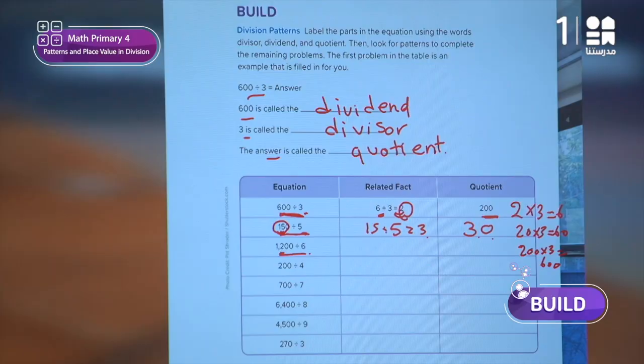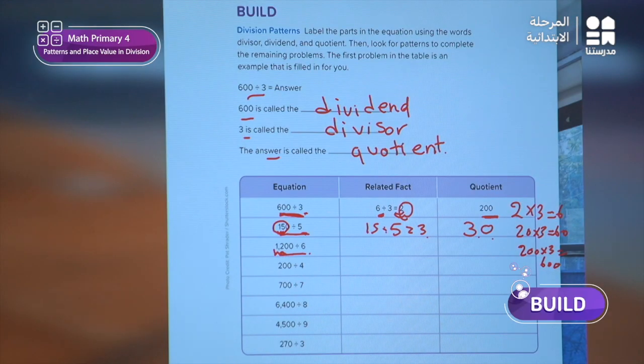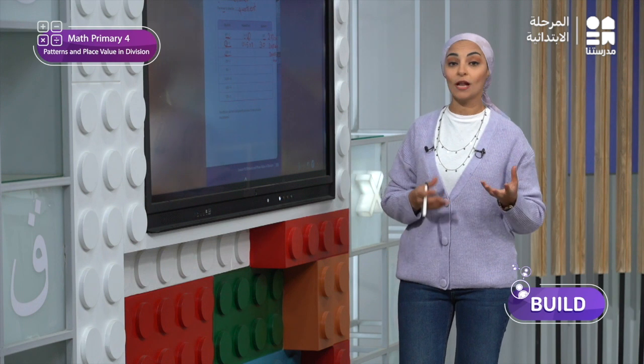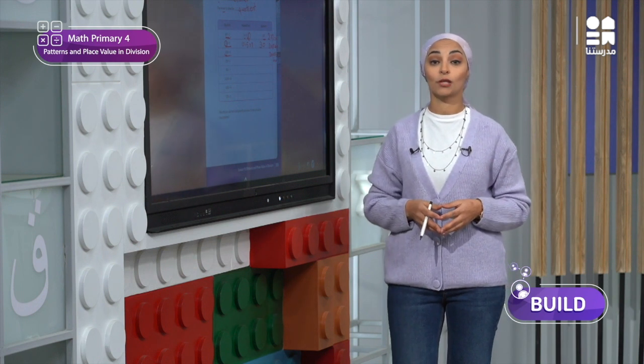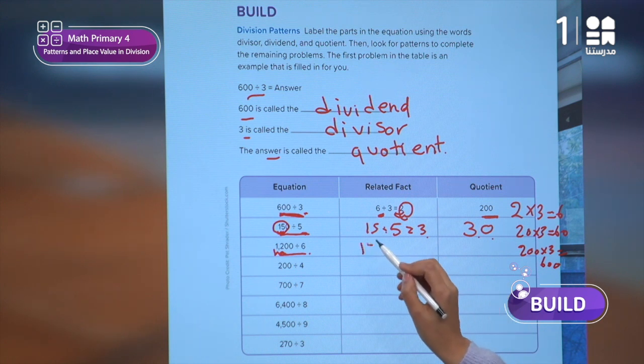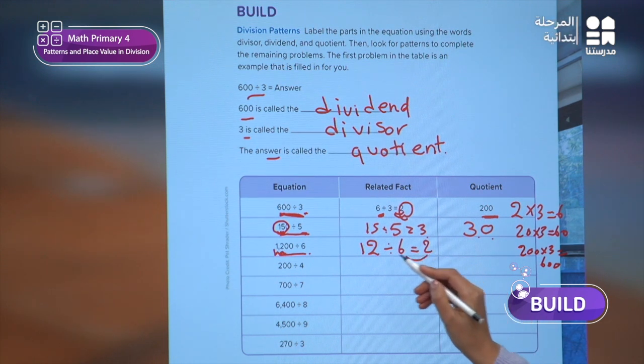هعمل إيه؟ I will take another digit. يعني هشوف ال 12 multiple of 6 or no. Yes, of course, ال 12 is multiple of 6. Right? So, 12 divided by 6 gives me what? 12 divided by 6 gives me 2. يبقى when I make 12 divided by 6, the answer is 2. Why? Because 6 times 2 gives me 12.